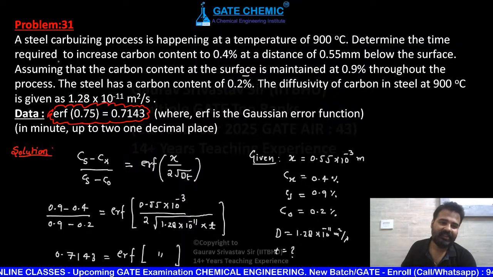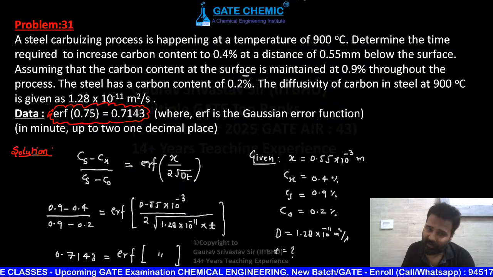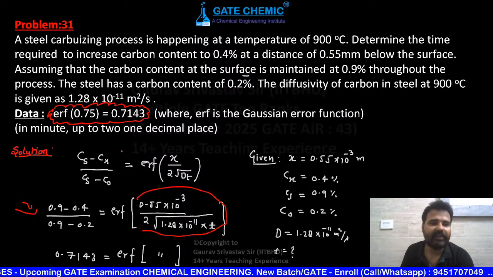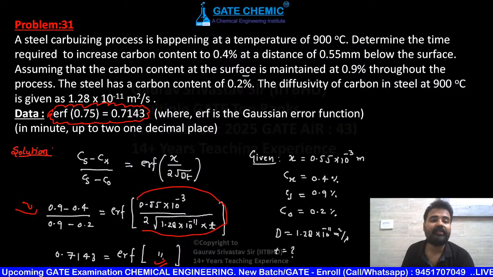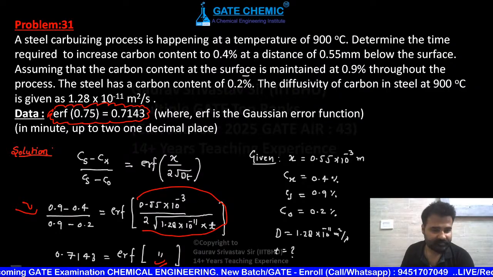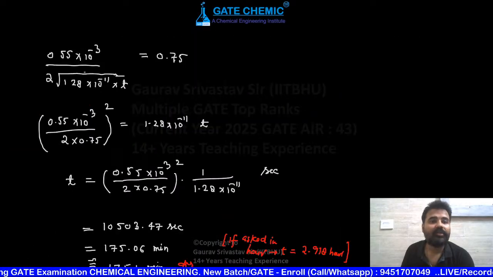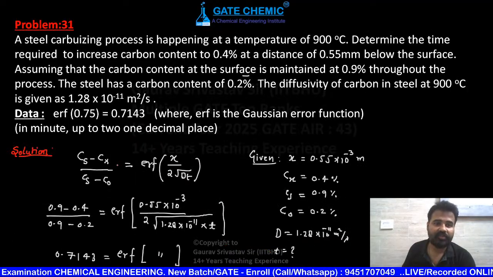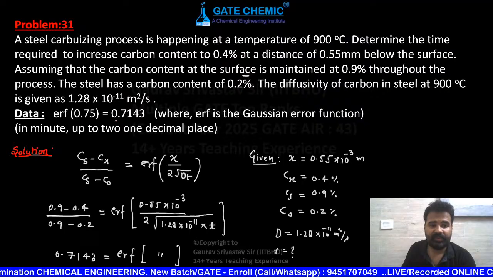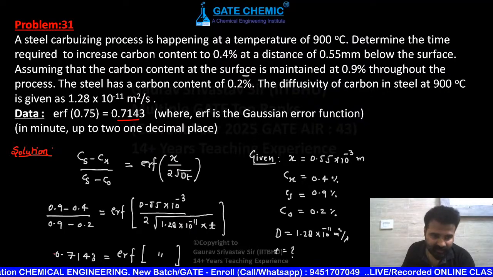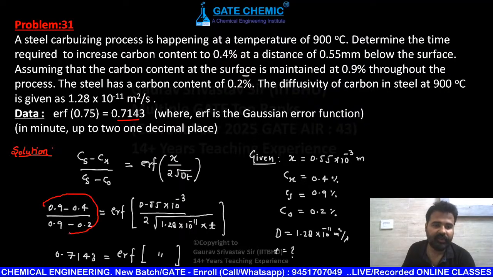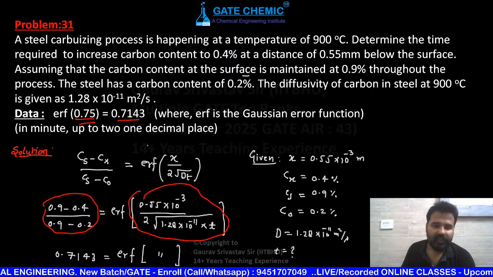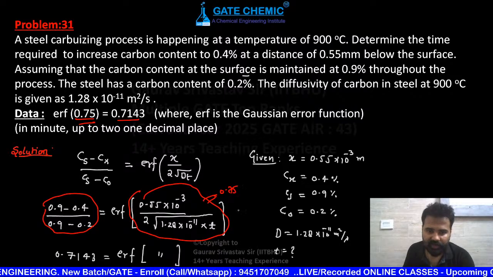See, they had given this as your data, all you have to extract, you have to put, and after solving this beta automatically you will get the same thing here. Okay, now see, putting 0.75 because this value given 0.7143, so automatically this side will come 0.7143 this side. So automatically you will get that this whole value will be 0.75. Now it equals to 0.75, one equation, one unknown t.